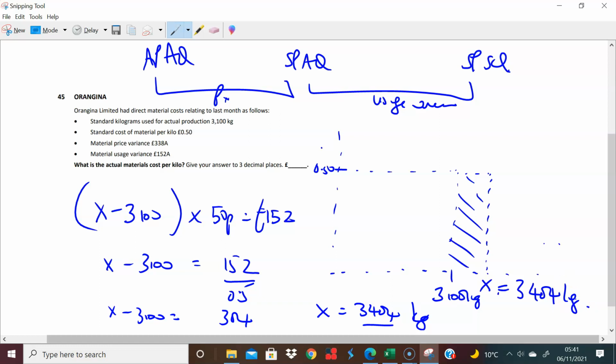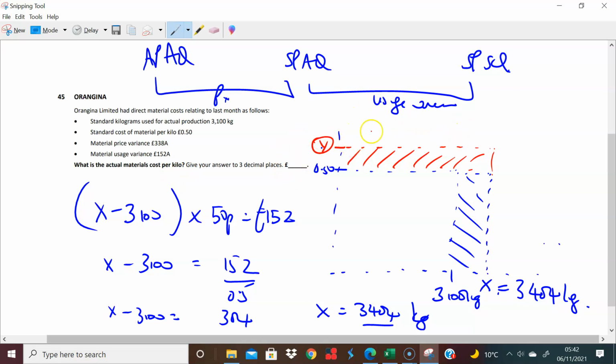That's the first part. Okay, let me just change my pen color. And then it tells me that my price variance, so I go out there and I buy 3,404 kilograms, it tells me that my price variance is 338. So I'm just going to call this Y. And it's telling me that this is adverse again. So if you like, Y minus 0.5, whatever that extra is, times all the kilograms I bought is equal to 338. And the question is, what is the actual material cost per kilo? So that's what I'm going to find here, in effect.